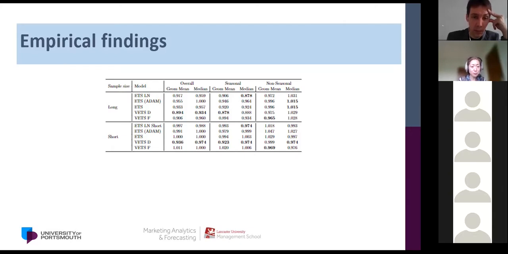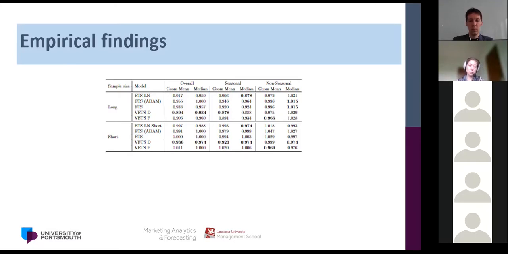And then we have 2 versions of the vector ETS models. So VETS-D means that we look at diagonal covariance matrix, while VETS-F is using the full likelihood. In the simulation studies, we've only looked at VETS-D because of the sizes of the groups and the length of the data history. It was not possible to examine VETS-F, but we thought it would be nice to include that in the empirical part. Then we report accuracy results.